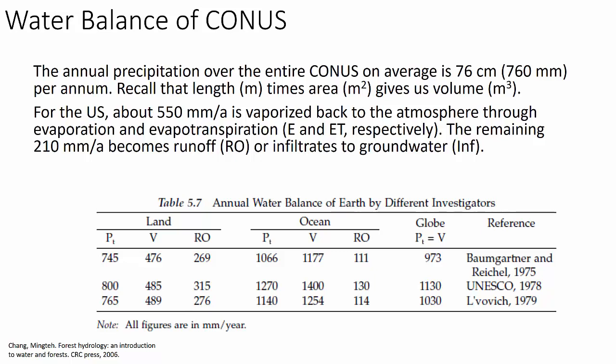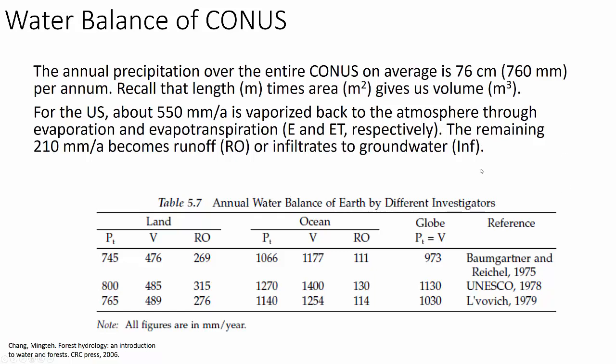So globally, precipitation P equals volatilization V. That number is 973 on average according to Baumgartner. According to UNESCO, it's 1,130. So pick your poison, but it's roughly over 1,000, or a meter per year.